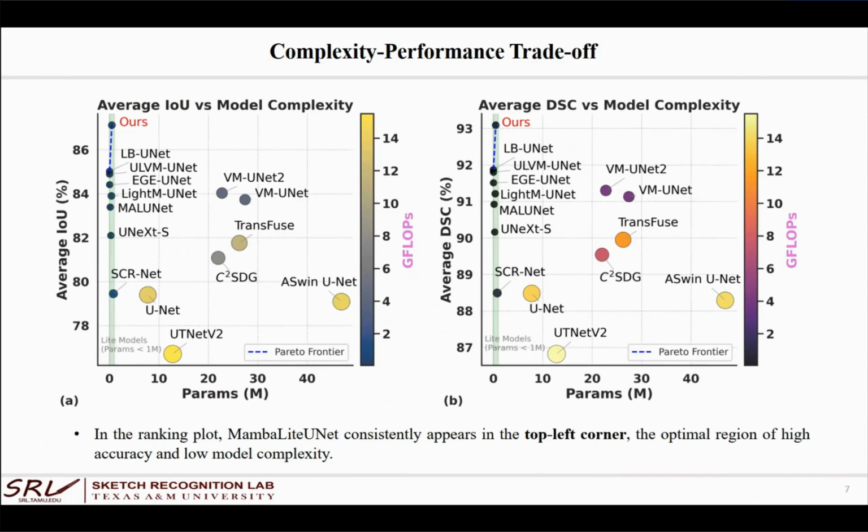The plot summarizes the accuracy-efficiency trade-off. The ideal position is the top left region. The main difference with other models is that it gives high accuracy but takes very few parameters and GFLOPs.